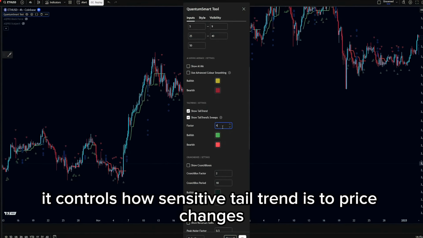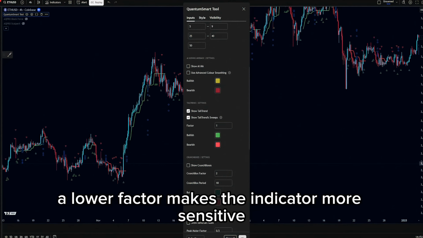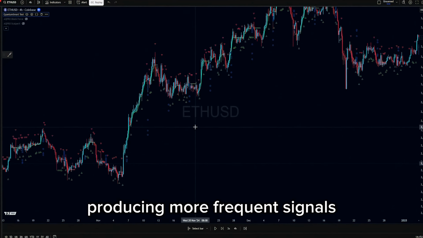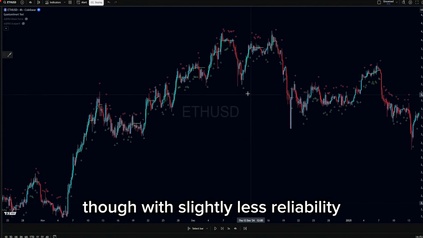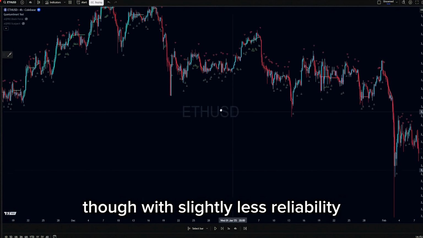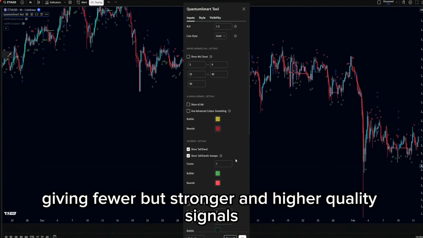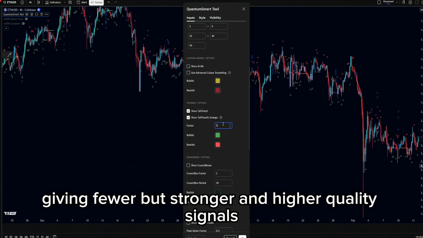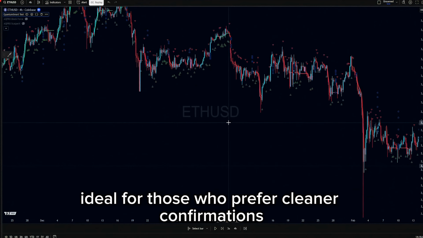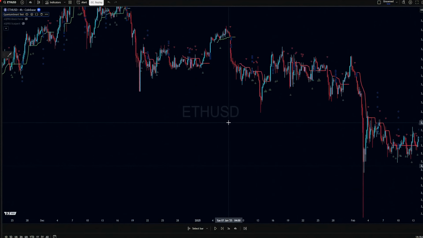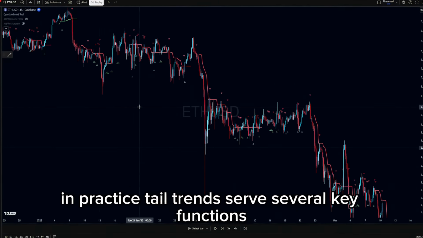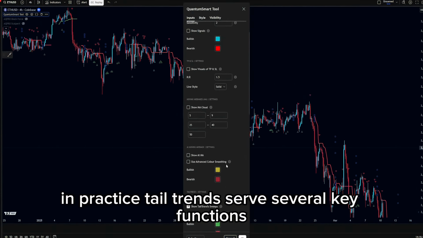Another important parameter here is the factor. It controls how sensitive tail trend is to price changes. A lower factor makes the indicator more sensitive, producing more frequent signals, though with slightly less reliability. A higher factor smooths out the movements, giving fewer but stronger and higher quality signals, ideal for those who prefer cleaner confirmations. In practice, tail trends serve several key functions.